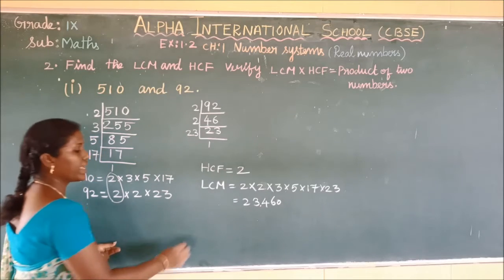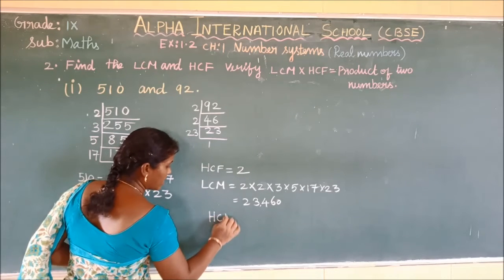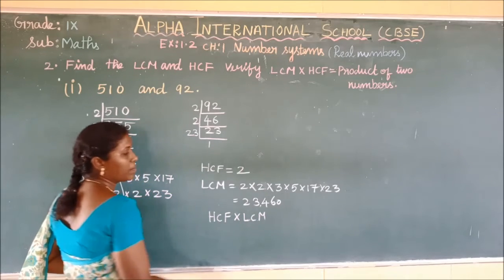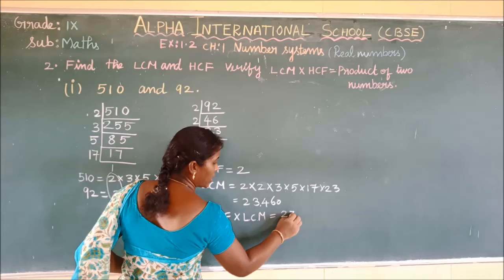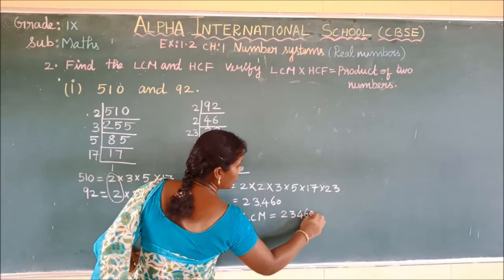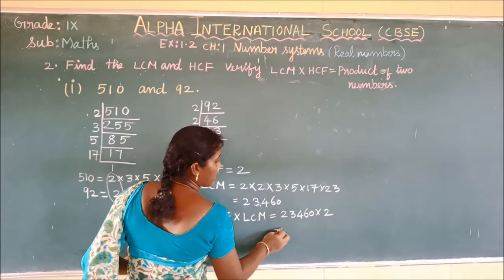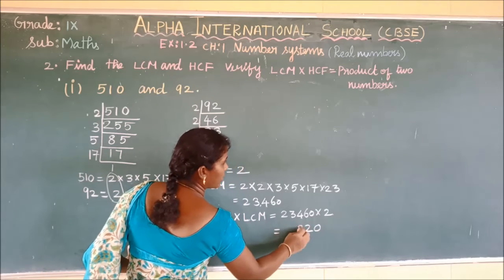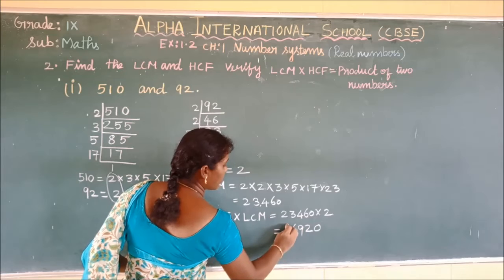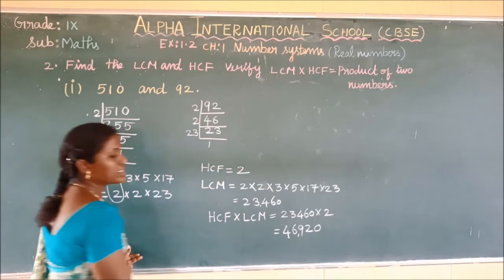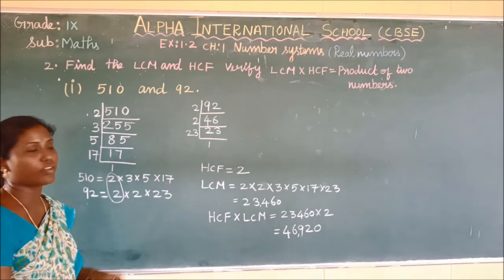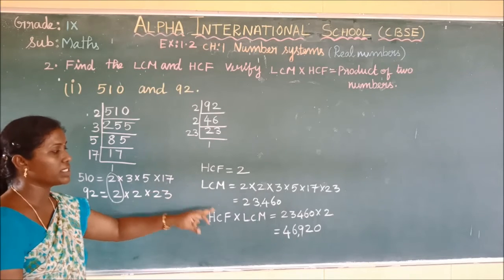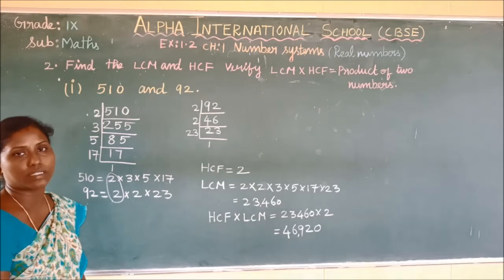Now, what we have to do? We have to multiply HCF and LCM. HCF into LCM. Multiply and see, that is 23,460 into 2. If we multiply, what is the answer? 46,920. If we multiply the LCM and HCF of these two given numbers, the answer is 46,920.